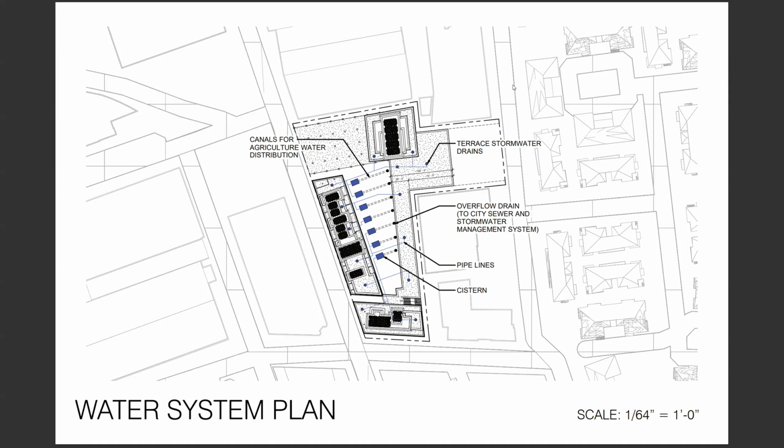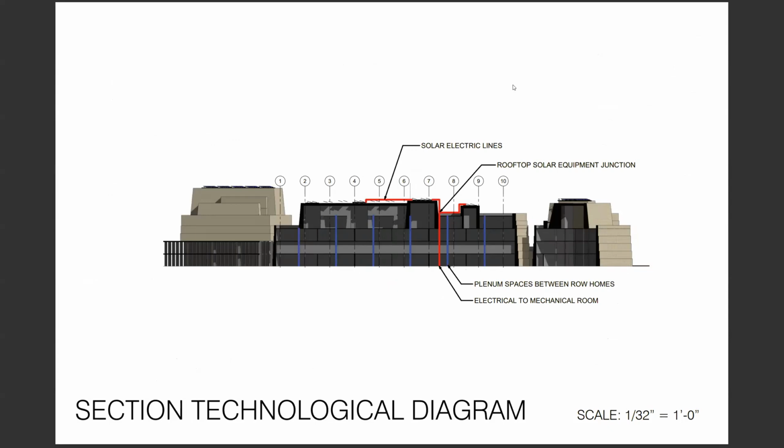And if there is a flooding incident, then the water, after it reaches the end of those canals or trenches, with safeguards of course at the cistern level as well, if it is flooding there, it will go to the city sewer or stormwater management system, just so, of course, the buildings don't flood in the case of a malfunction.